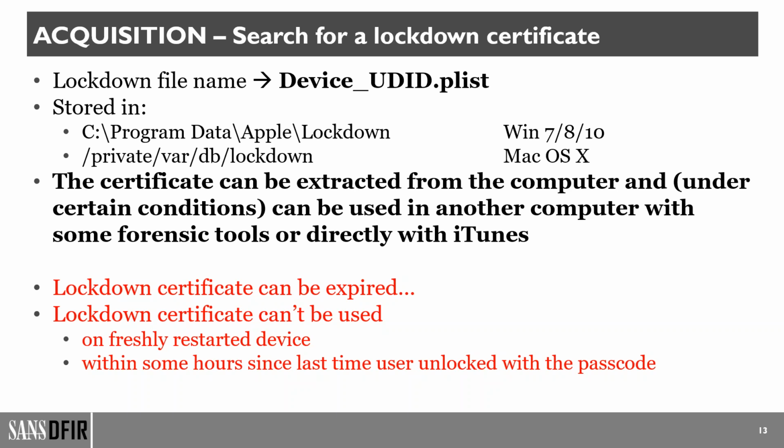There you see the two folders containing the lockdown certificates. If you can extract this certificate from the computer and you are under certain conditions, so the lockdown certificate must not be expired, you have to use it within some hours since the last usage of the passcode. So it must be really quickly, and it doesn't work now.